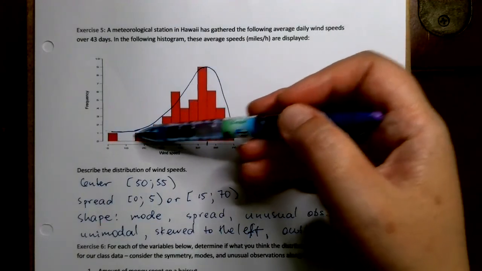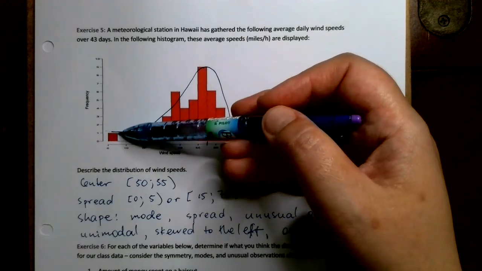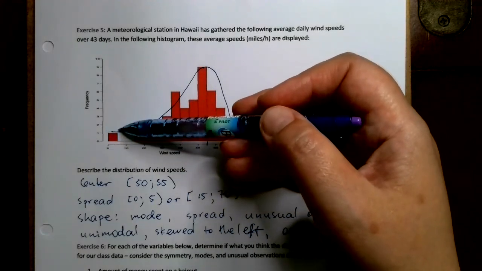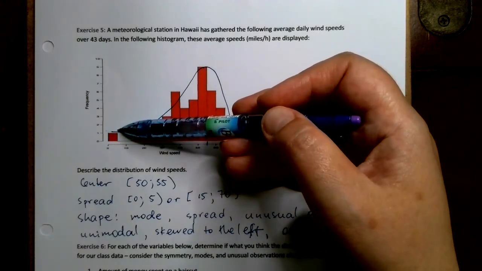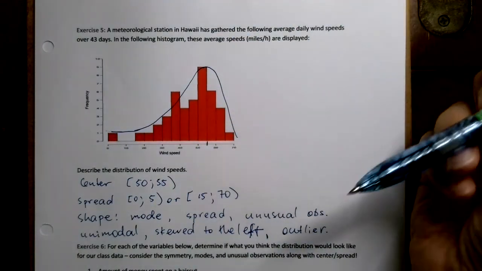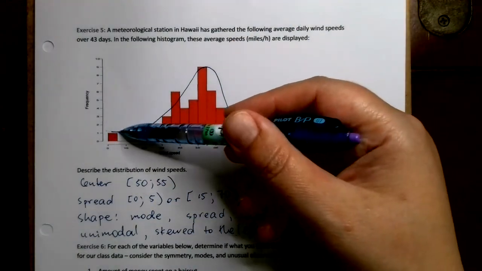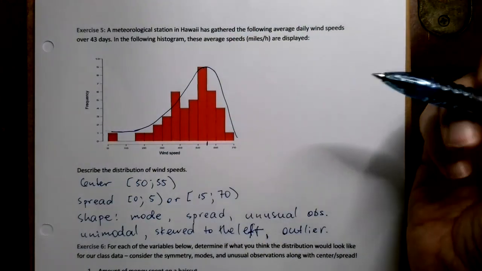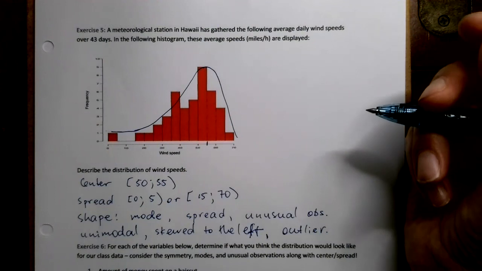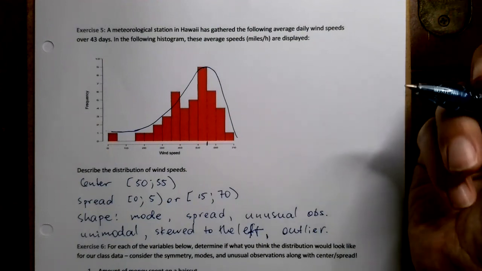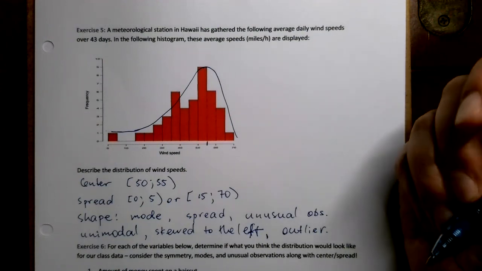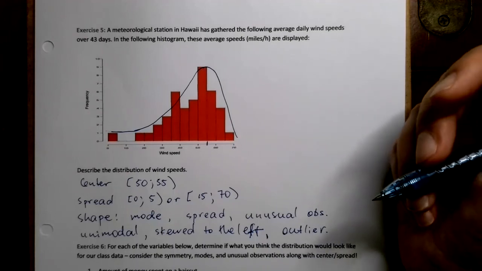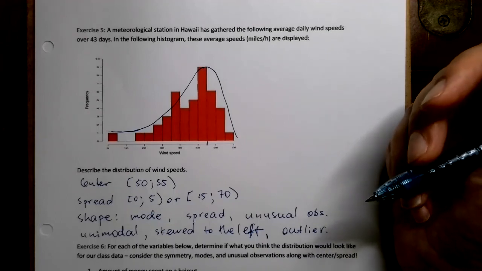So we could say, oh, maybe something happened and our equipment failed on this day. Or maybe if we checked the equipment and decided, yes, our equipment was working and it was an unusually calm day, then we would include it in the data. But if it was due to equipment failure, then we would throw this value out in the computing.